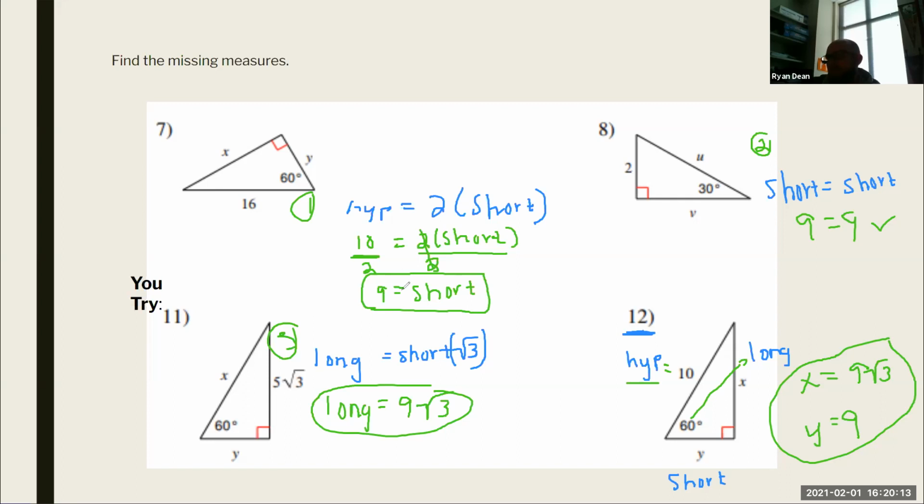I took this 5, and everywhere that I saw short, I replaced it with a 5. So this ended up just being a check mark here, making sure that it's equal on both sides. Then down here, the long side is equal to the short, which is 5, times the square root of 3.